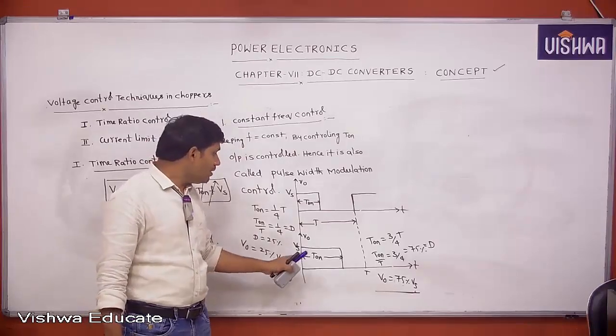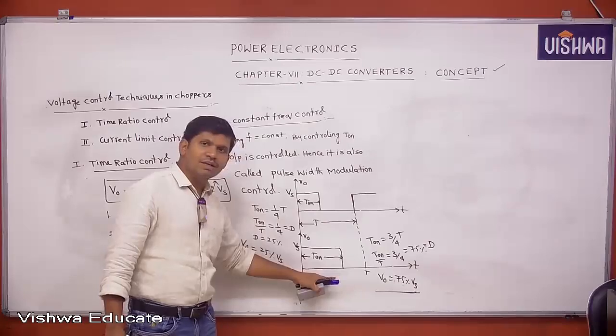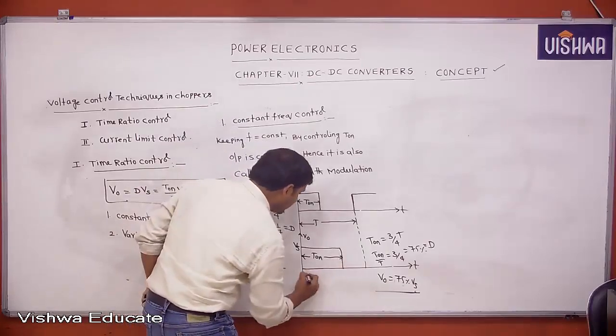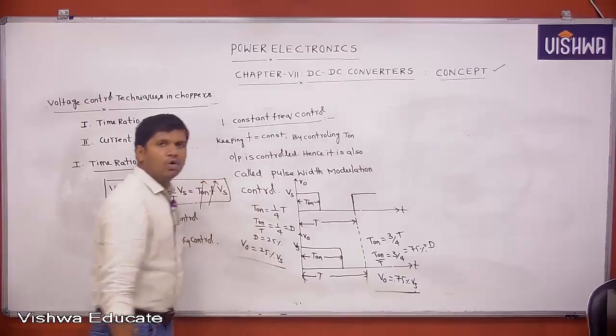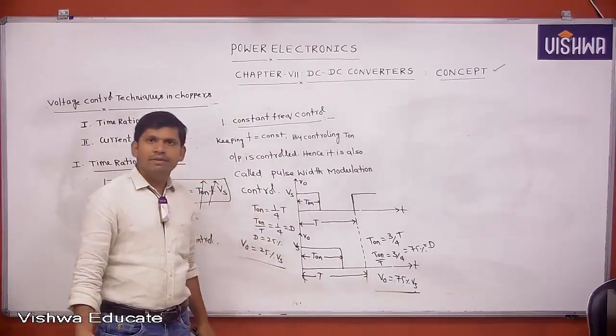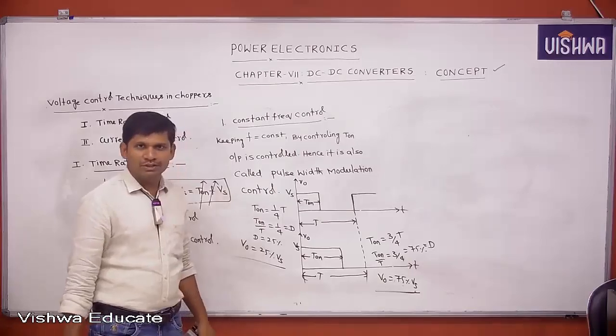Understood? That's why, keeping the time period constant means frequency is constant. Keeping frequency constant, we are controlling output voltage by controlling on time. It is nothing but a constant frequency control or pulse width modulation technique.